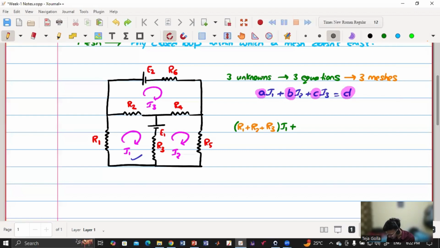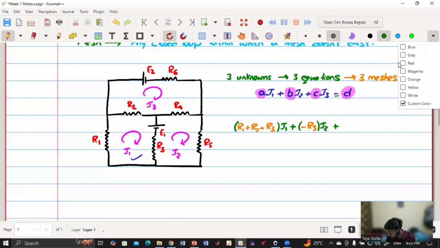So the coefficients are as follows. The coefficient of I2 will be negative of R3, so minus R3 into I2. Then the resistance that is common between mesh M1 and mesh M3 is R2, so the coefficient is the negative of that resistance, minus R2, into I3.